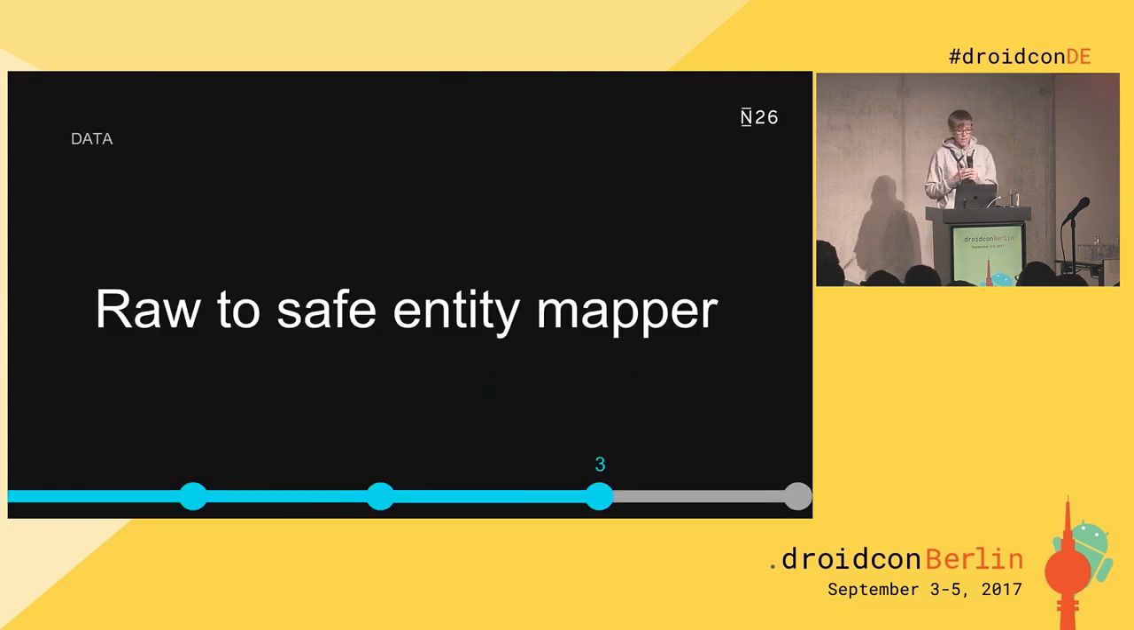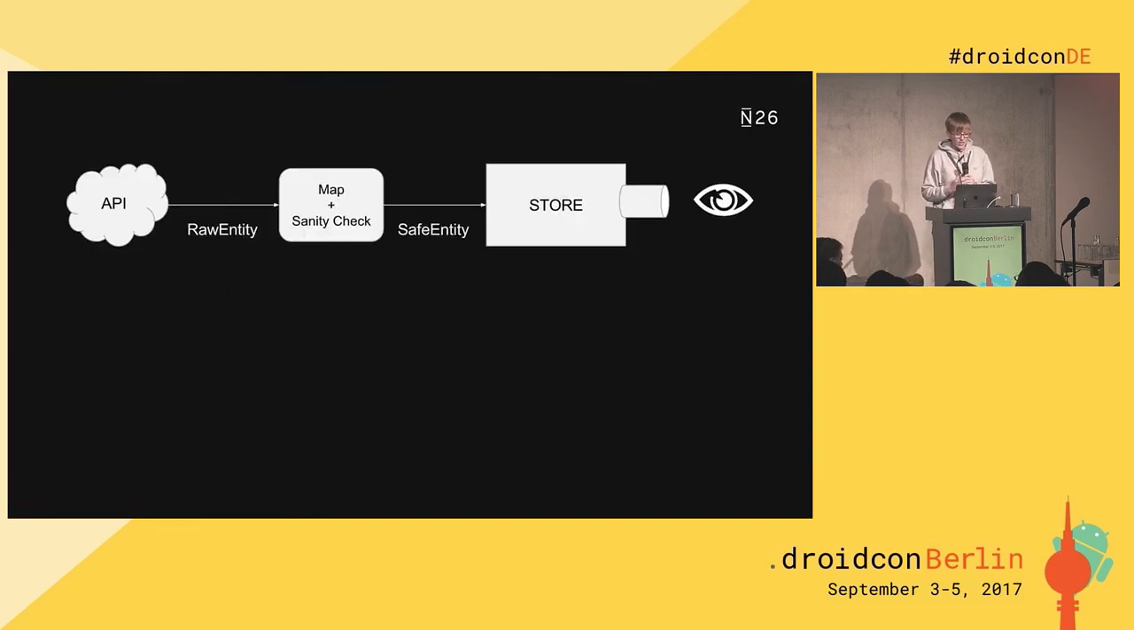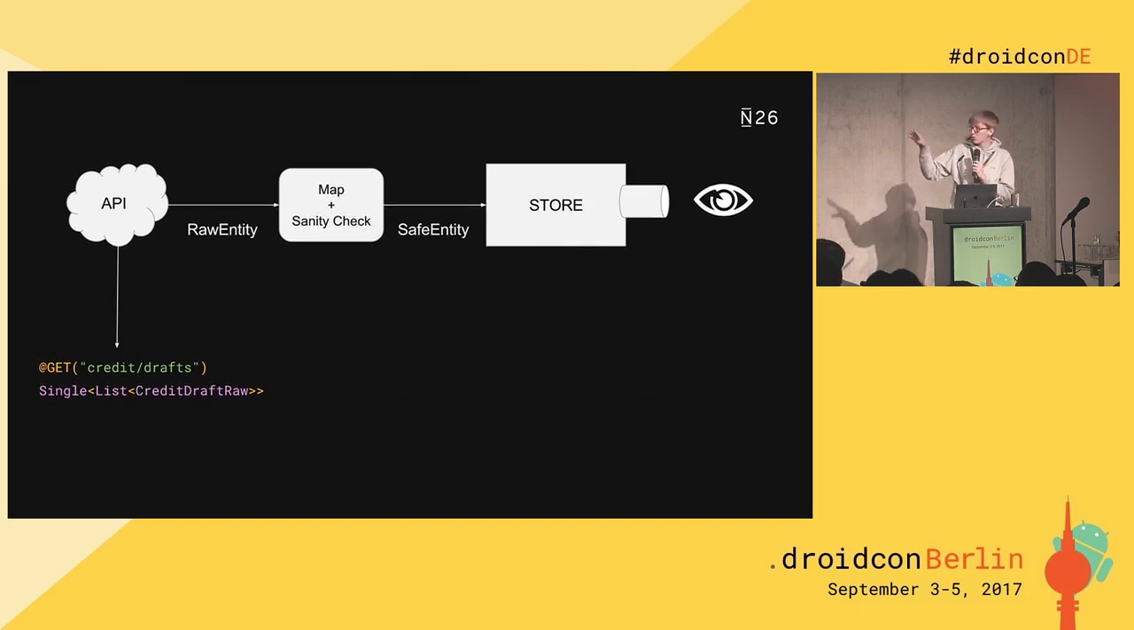And the third step is the raw to safe entity mapper. What is this? Okay, so we have this external source, and the idea is that we're going to fetch the data from there, and then we're going to store it in the store. But if we look closely, this is the call we do in the retrofit service, and it's actually returning a list of credit draft raw, while in the store, we're storing credit draft. These are different POJOs, and this is totally on purpose.